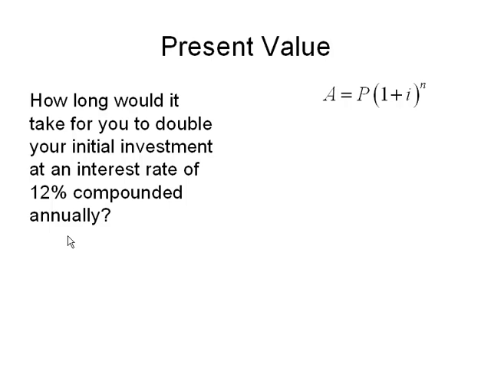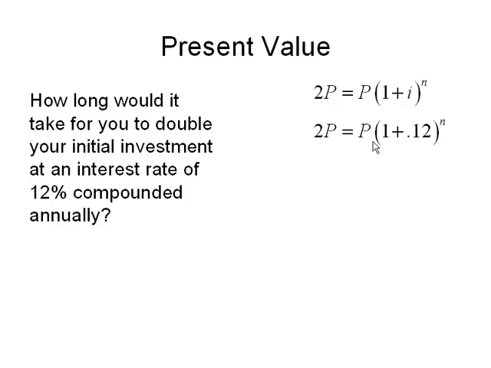Notice that I didn't give you an initial amount. That's because if you start with P and you want to double it, you're going to end up with 2P. I can say start with P, end up with 2P, so that's going to be my future value. So I'll go ahead and put in my 12%. It said compounded annually, so that means 1 times a year. And what I need to find out from this is n, how many years am I going to have to do this for?